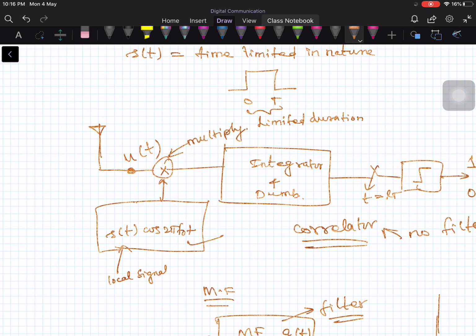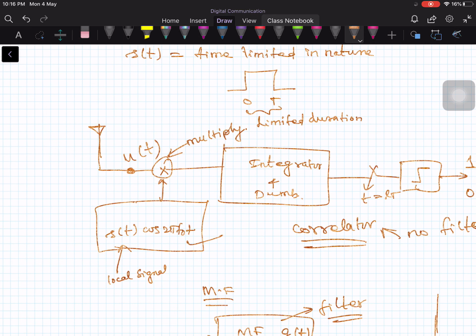So this is u of t, your incoming signal, multiplied by the local replica of the expected pulse shape, s of t times cos of 2 pi f naught t, what you transmitted. If it was a passband pulse, then it will be s of t cos 2 pi f naught t. If it is baseband, then simply s of t, and then integrate the result. The result of integration at t equal to T, every T seconds, is what you are interested in.